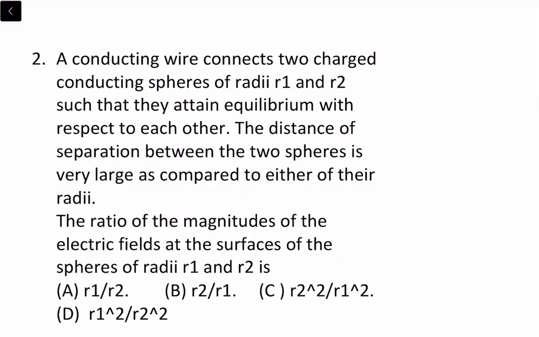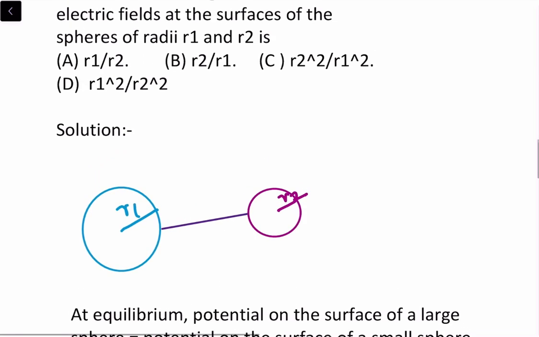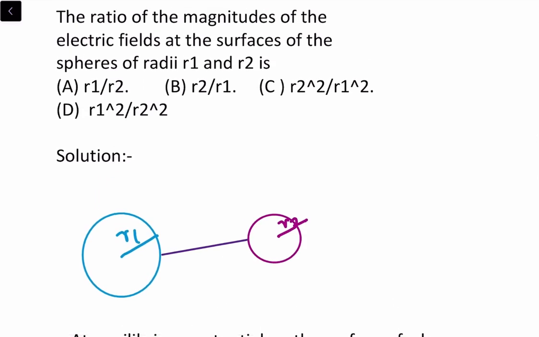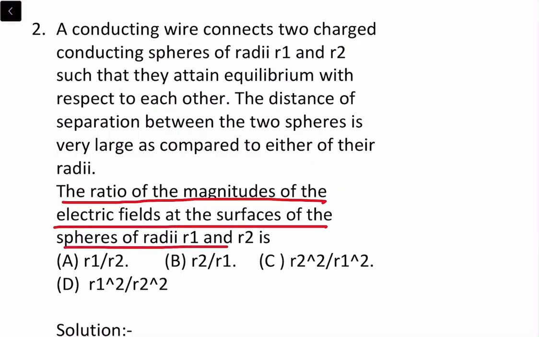So just like that I have drawn here. It's not that much accuracy for the scale. I have drawn R1 and R2 in a bigger way, but actually R1 and R2 are very small compared to the distance between the spheres. Now what is the question? The ratio of the magnitudes of the electric fields at the surfaces of the spheres of radii R1 and R2 is. So you have to find E1 divided by E2, that is equal to question mark.